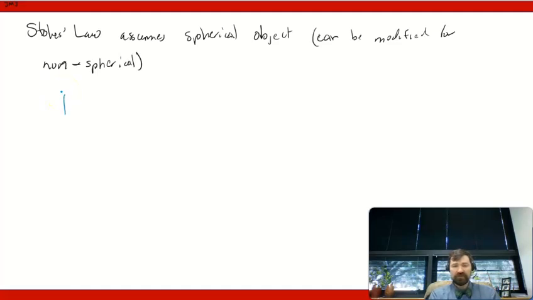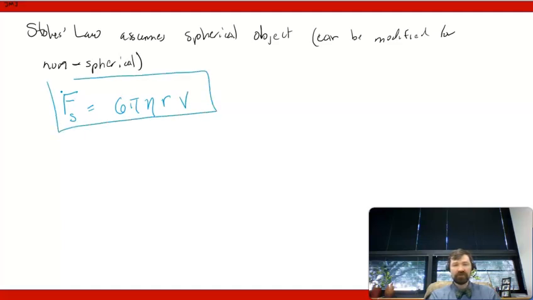Stokes Law, the force is given by 6 times pi times eta times r times v. So what are all these terms? Well, this one right here is your viscosity term. So this is the coefficient of viscosity. It should be in poise, that is Pascal seconds. And you can generally look up the coefficient of viscosity for different fluids. It's temperature dependent and so on. This is the radius of the object.